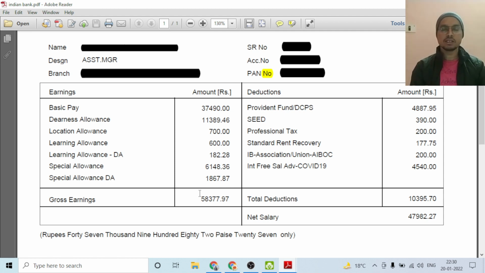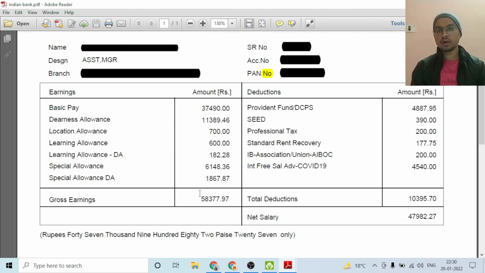Suppose, guys, you joined a bank, and your posting is in your hometown. Where will you stay? In your home, you are not going to stay on rent. Then you will get the house rent allowance on your earning side, so you will not have to pay standard rent recovery, and you will not get the rent amount from the bank. Why? Because you are staying in your own house.